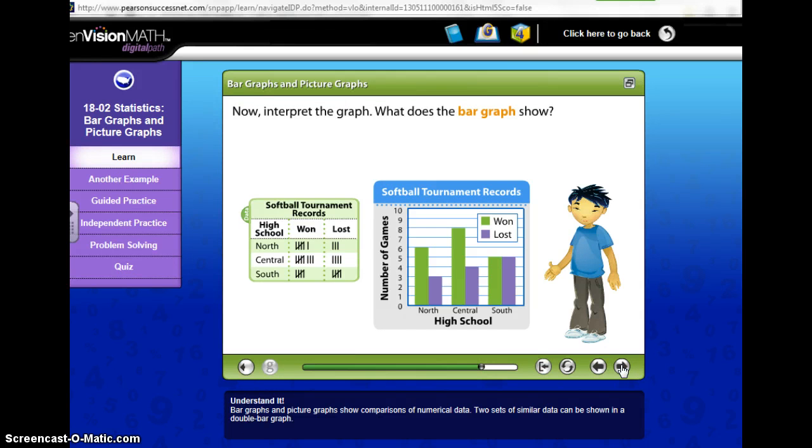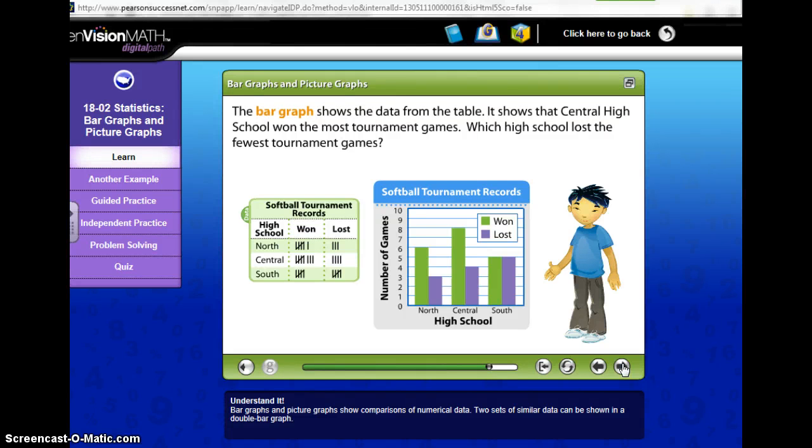Now, let's interpret the graph. What does this graph show us? It shows us how many wins and losses these schools have. Good job. Okay.